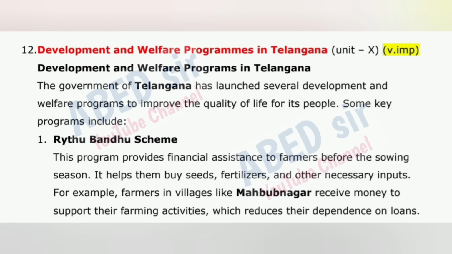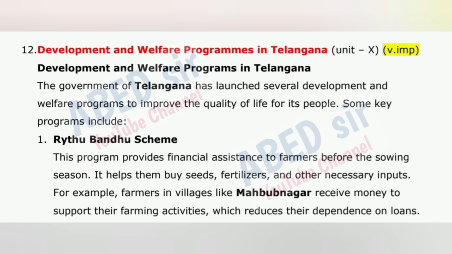Some key programs include 1. Raitu Bandhu Scheme. This program provides financial assistance to farmers before the sowing season. It helps them buy seeds, fertilizers, and other necessary inputs.